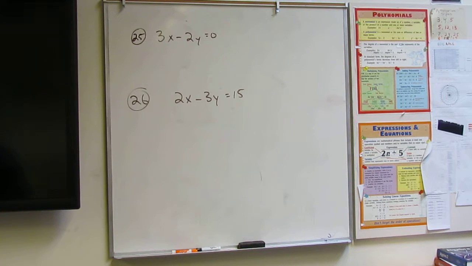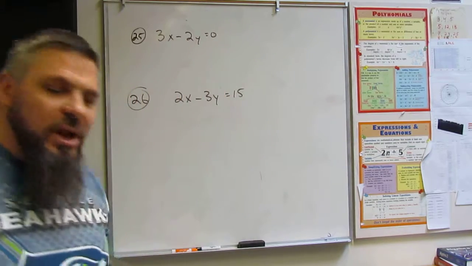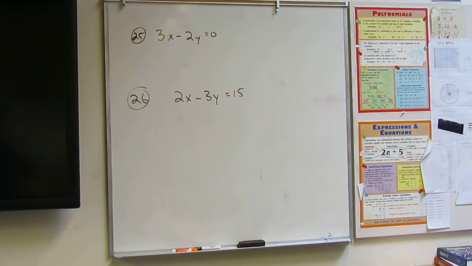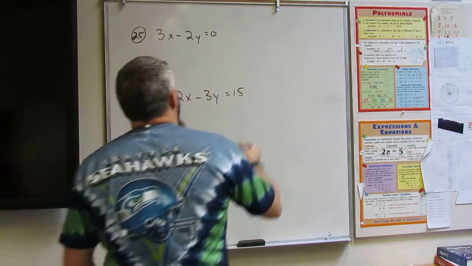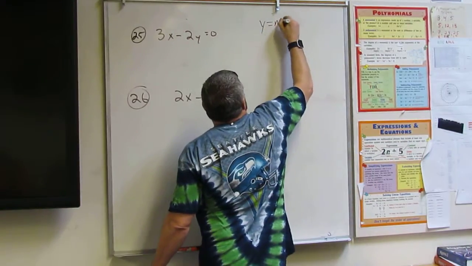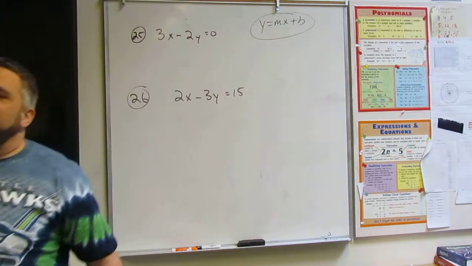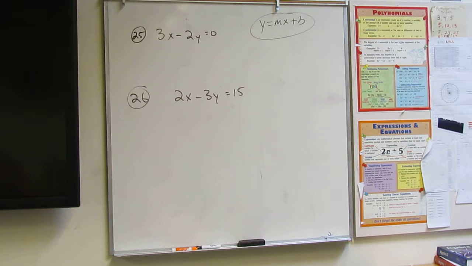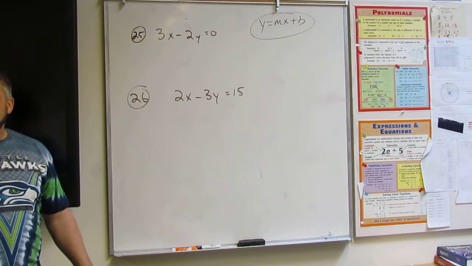All right, so we got 25. I want to write the slope-intercept form for the equation. What is the slope-intercept form? Y equals? Perfect. Y equals mx plus b. So what they want you to do is make it so that it's y equals. Well, here's the beautiful part.